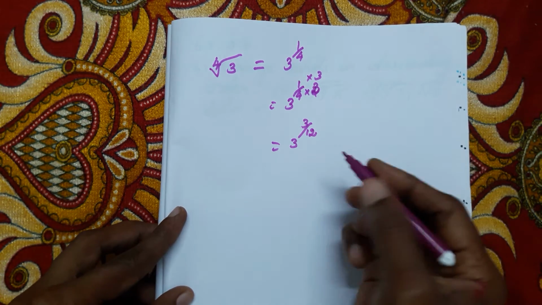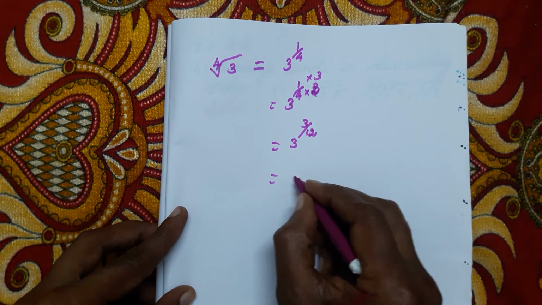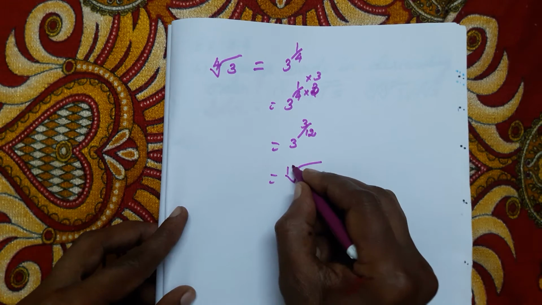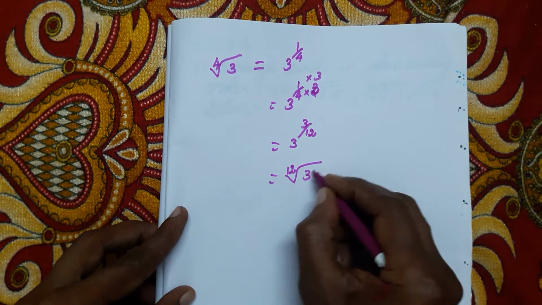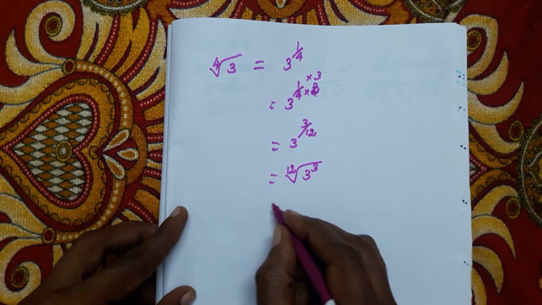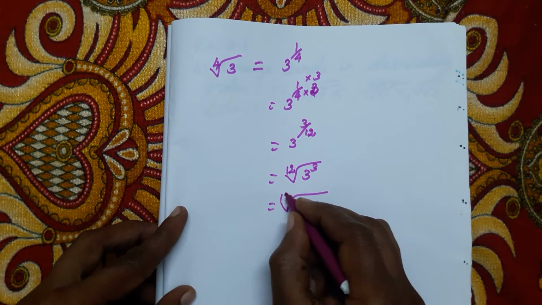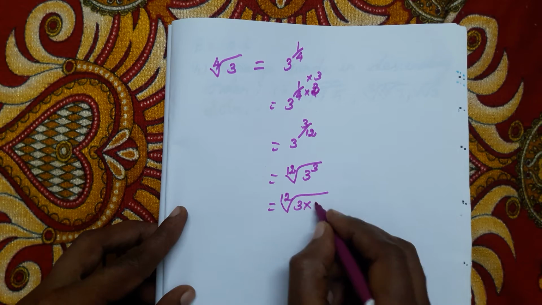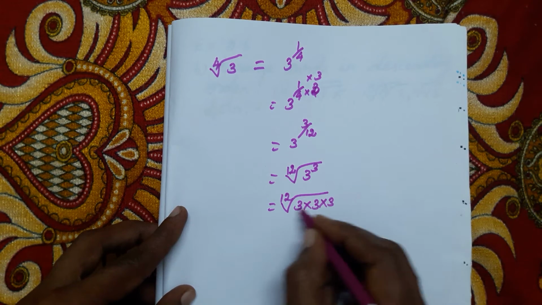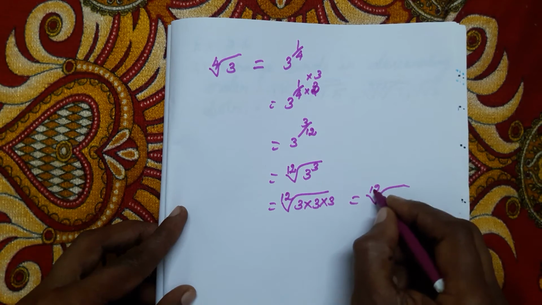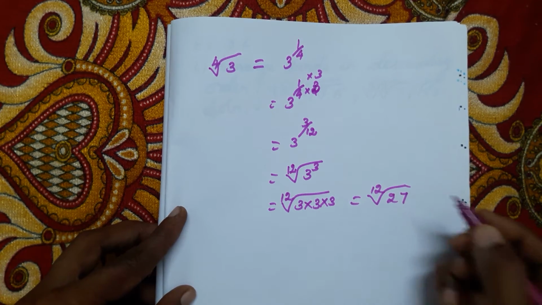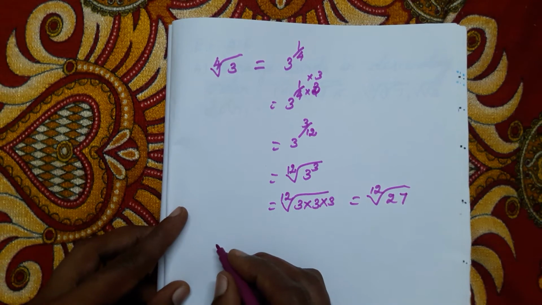3 power 3 by 12 is equal to 12th root of 3 cube. 12th root of 3 cube is equal to 12th root of 3 into 3 into 3. 3 3s are 9, 9 3s are 27. 12th root of 27. Now what answer did we get?